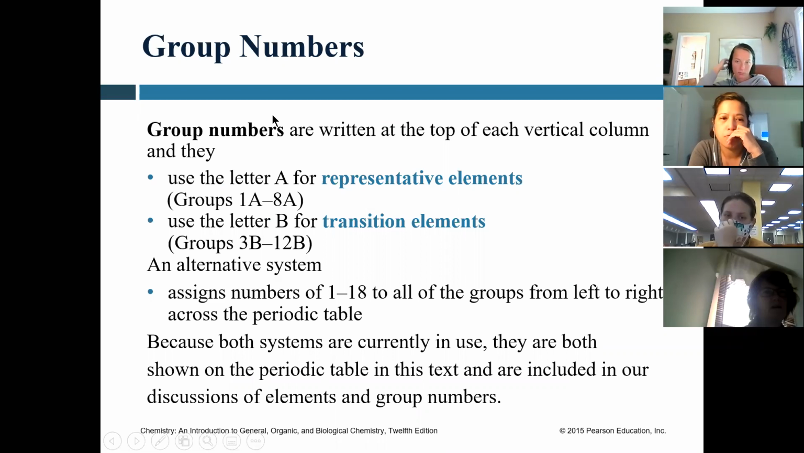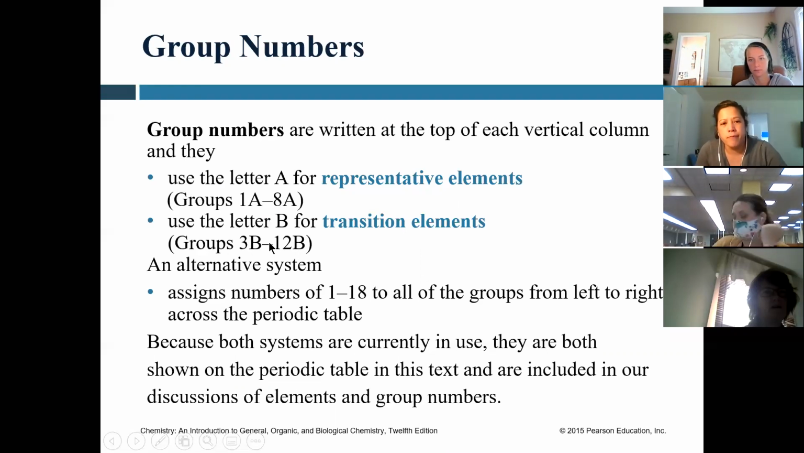So as far as group numbers are concerned, we use the letter A for representative elements, or the main group. We have group A1 through A8. You're going to hear me just call it group 1, 2, 3, 4, 5, 6, 7, 8. This specific text calls the transition metals group 3B through 12B. You're not going to hear me use that a whole lot. I'm going to be doing mostly this here.